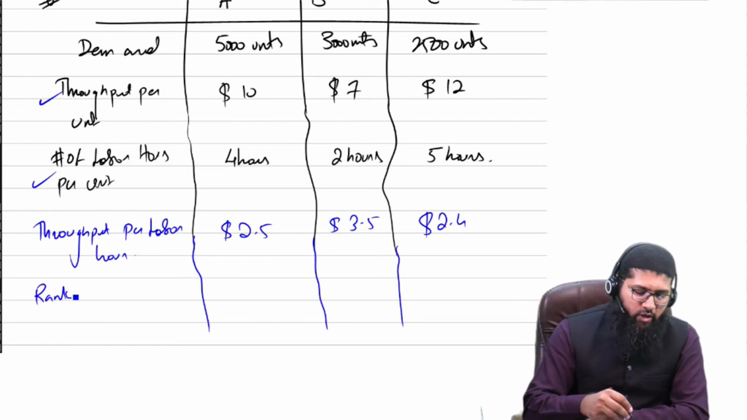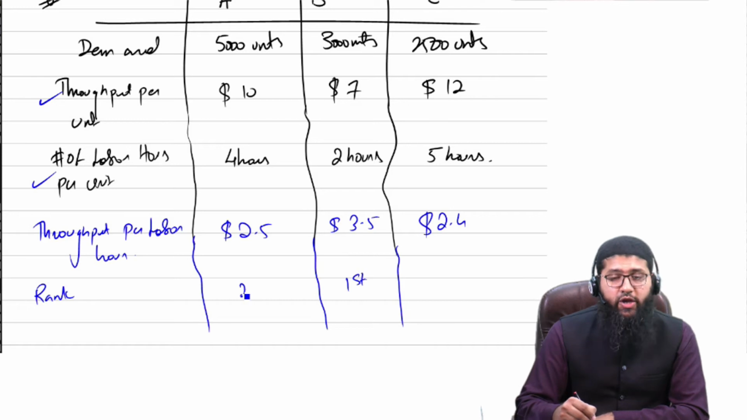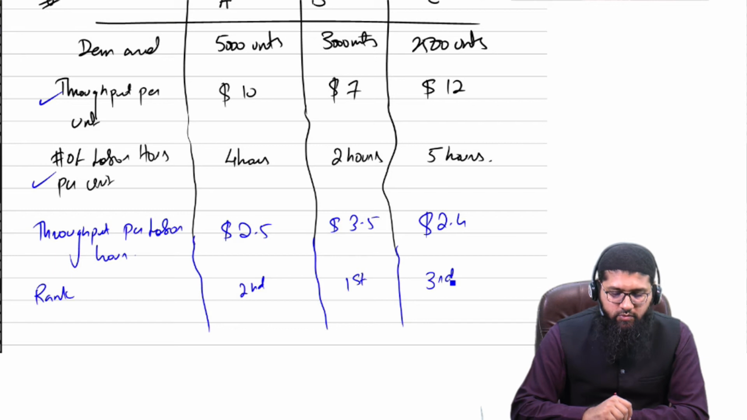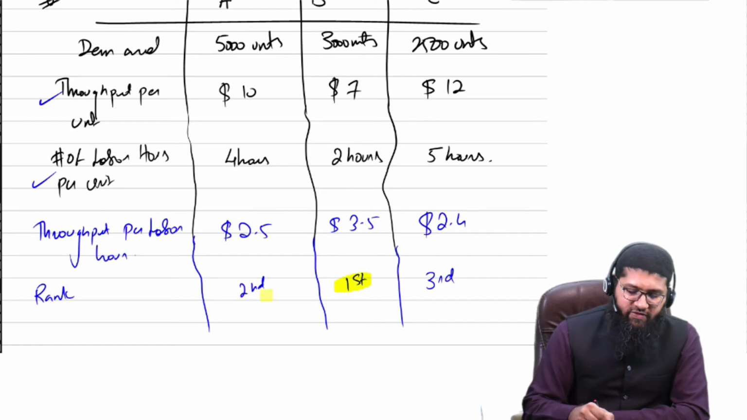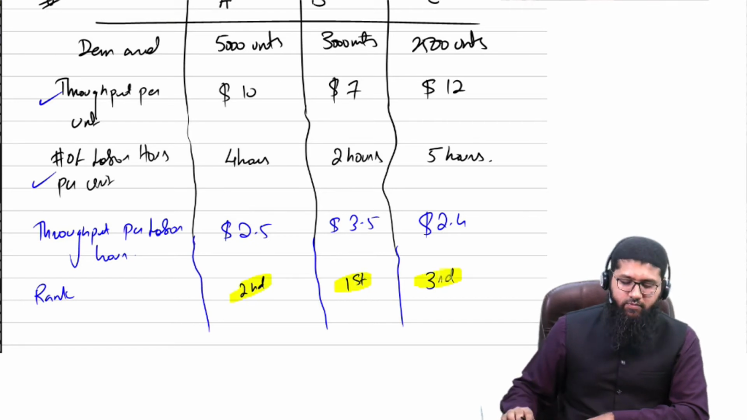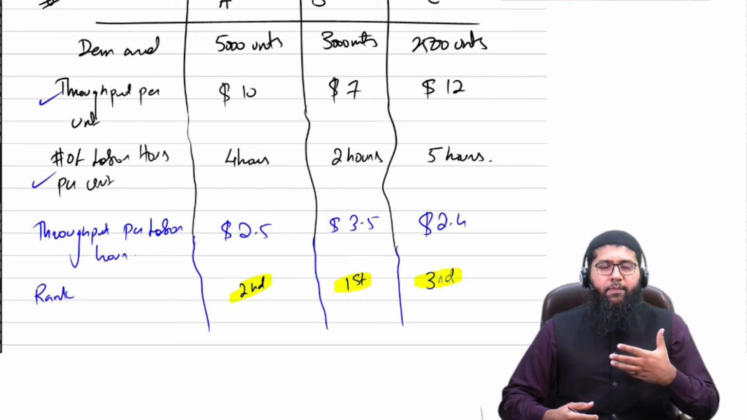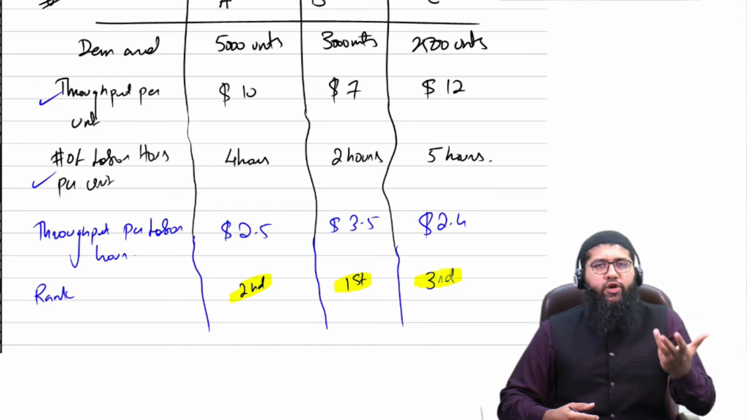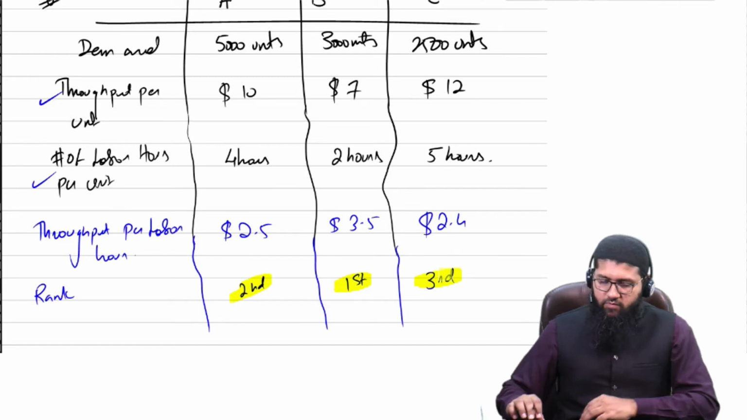Then we got to rank the products. How would you rank the products? Obviously, this is going to be ranked first, this is going to be ranked second, and this is going to be ranked third. Why? Because the product with the greatest throughput per unit of bottleneck resource, or limiting resource, is going to be the preferred product.